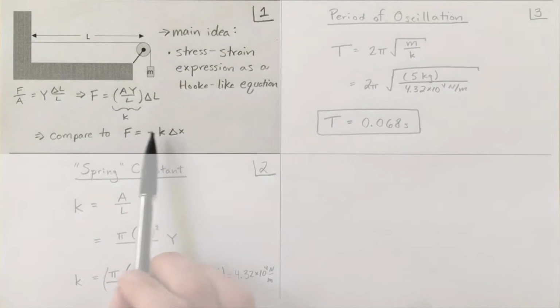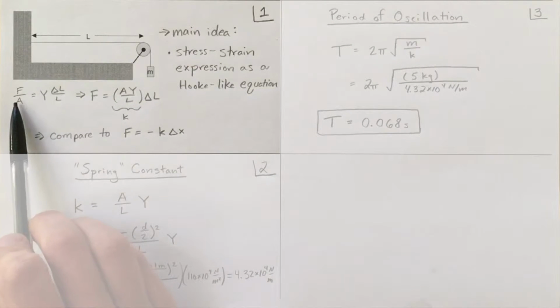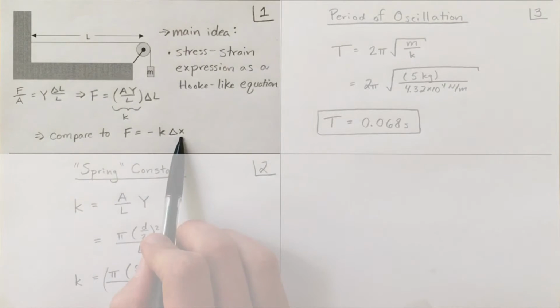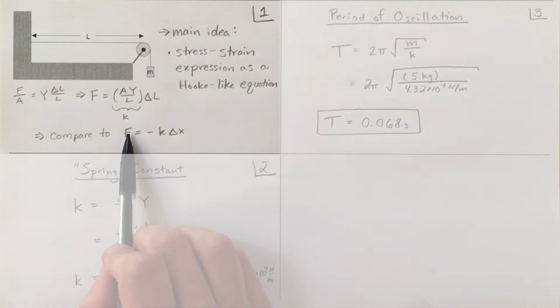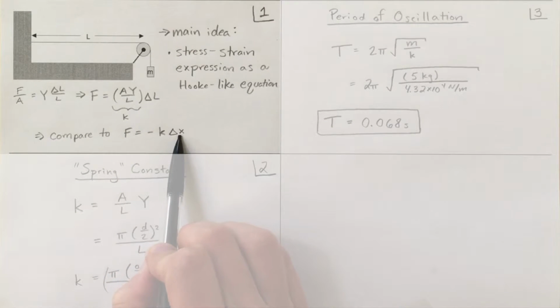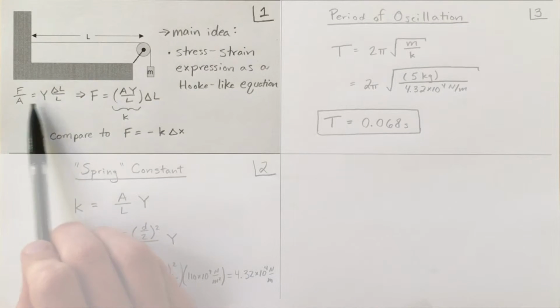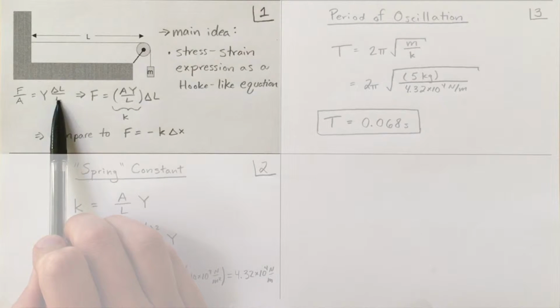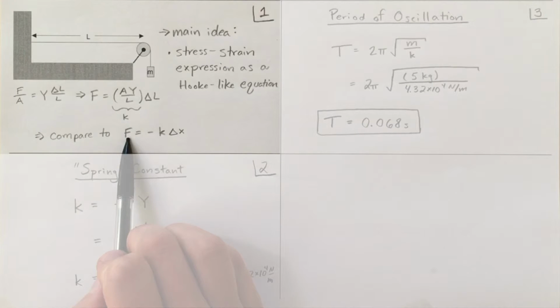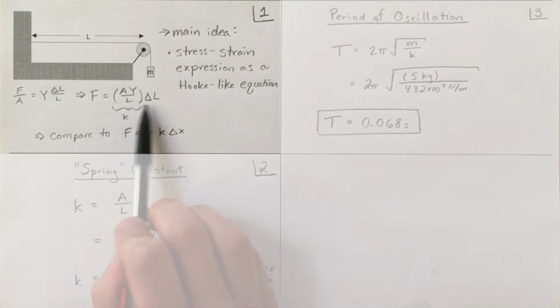In order to do this, we need to look at the stress-strain equation, which I have written here, and compare that to Hooke's law. Hooke's law says that the force is equal to a constant times a distance away from an equilibrium position. If we look at the stress-strain equation here, we can multiply by area on both sides to get something that looks similar, where we have a force on the left-hand side, a constant term, and some change in distance.